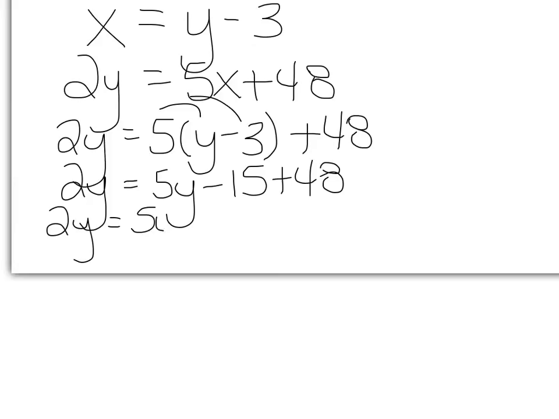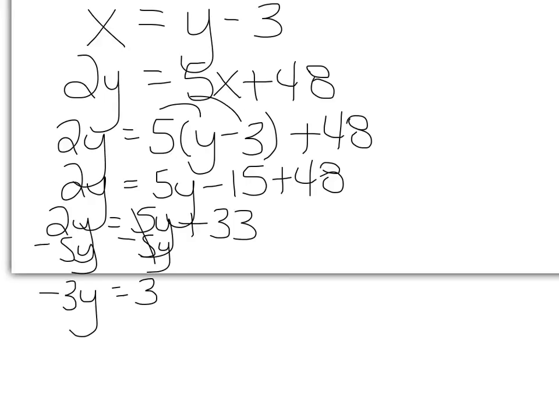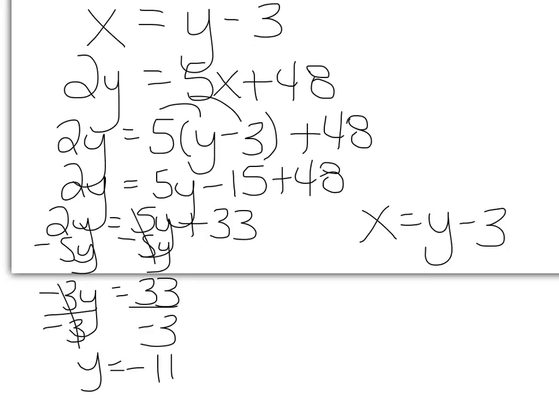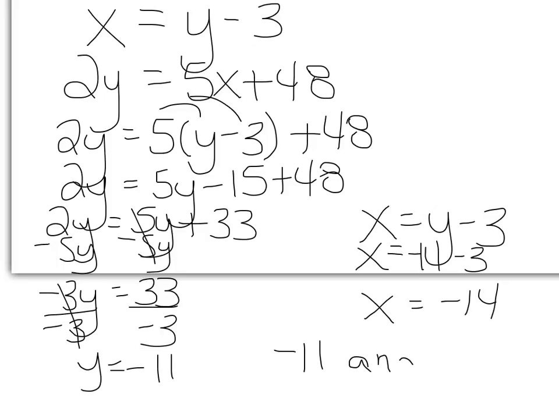2y is equal to 5y plus 33. Subtract 5y from both sides. You get negative 3y is equal to 33. Divide negative 3 from both sides. Y equals negative 11. And you have x equals y minus 3. So x equals negative 11 minus 3. So x equals negative 14. So your numbers are negative 11 and negative 14.